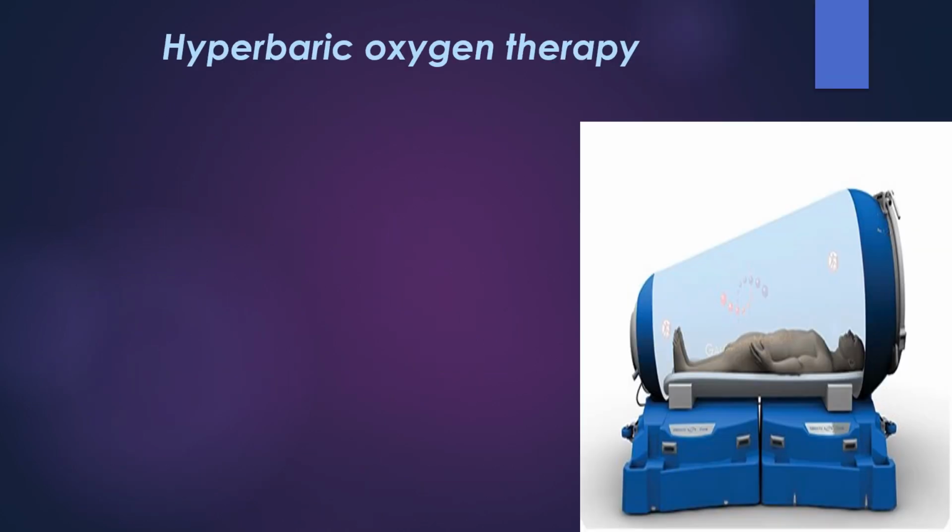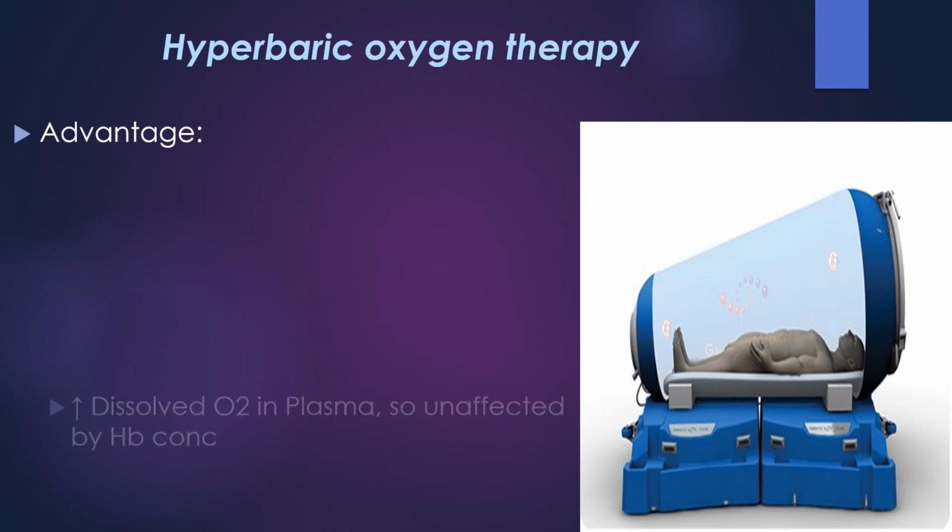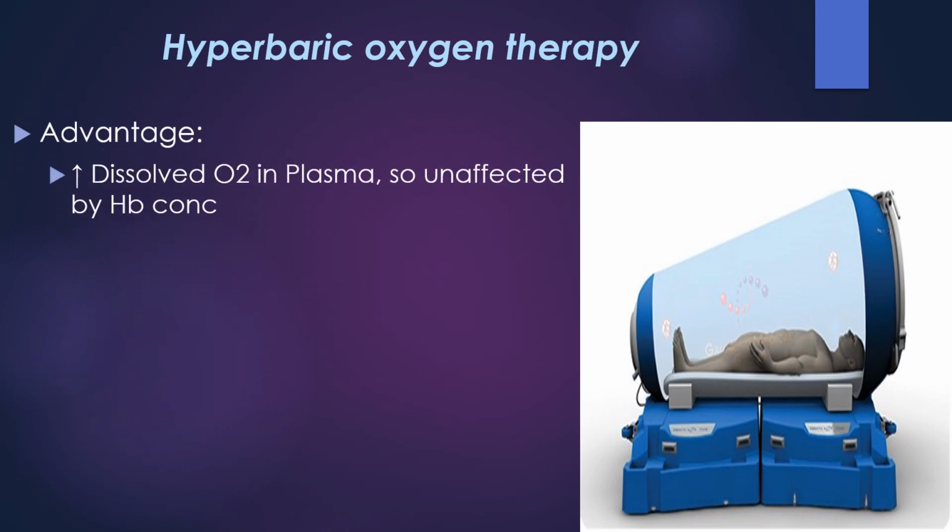Hyperbaric oxygen therapy. So the advantages: it increases the dissolved oxygen in plasma, so it is not affected by the hemoglobin concentration. We all know that oxygen is transported by hemoglobin and also in the dissolved form. Though it is in a very small percentage, it has a very important role. Plasma carries around 0.3 ml of dissolved oxygen per 100 ml.